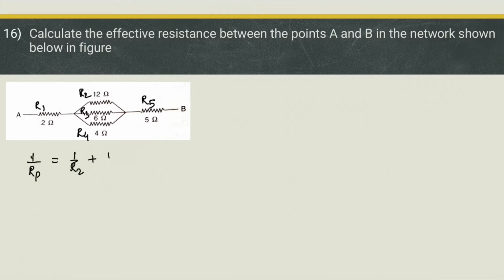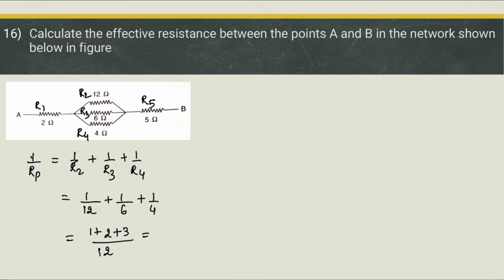1 upon R2 plus 1 upon R3 plus 1 upon R4, 1 upon 12 plus 1 upon 6 plus 1 upon 4. LCM, of course, 12. 1 plus 2 plus 3, 3 plus 3, 6 by 12, 1 by 2. So Rp is equal to 2 ohm.